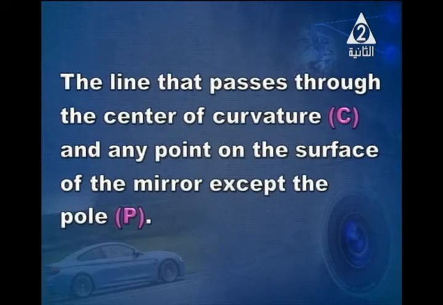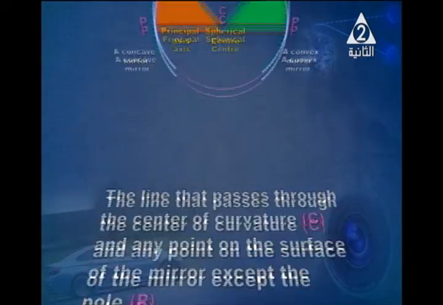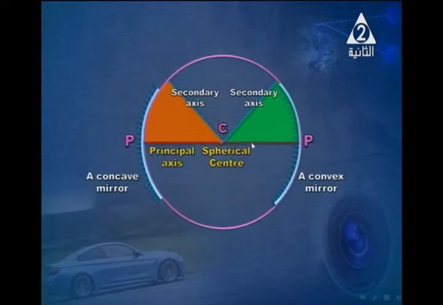Another concept, the secondary axis. The secondary axis is a line that passes through the center of curvature and any point on the surface of the mirror except the pole. This is the principal axis. This is the radius. This is the convex mirror, concave mirror, the pole of the mirror, center of curvature. This is the radius, or maybe the secondary axis, which passes through the point C and any point on the circle except B.